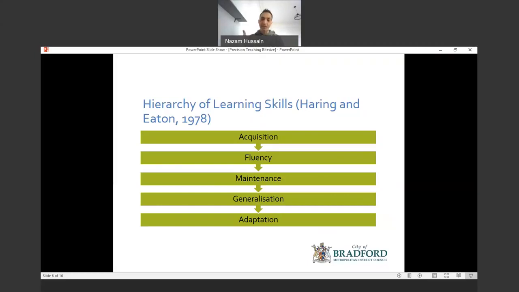So in the initial acquisition phase, you need adults to model things for you. You need excessive labeling of the concepts. You might need a lot of practice of the sub-skills that you're trying to learn.